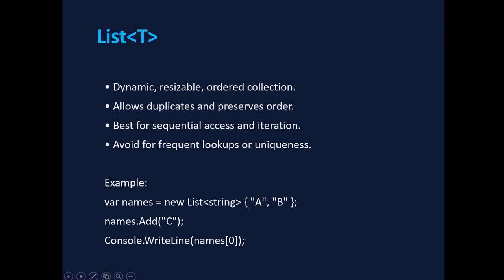List. What is a list? A list is a dynamic array. This is probably the one you already use the most. Think of it as a super flexible array. It is dynamic, meaning it can grow and shrink in size as you add and remove elements, unlike a fixed array. So that is the benefit of a list. It can grow and shrink when we add and remove elements.